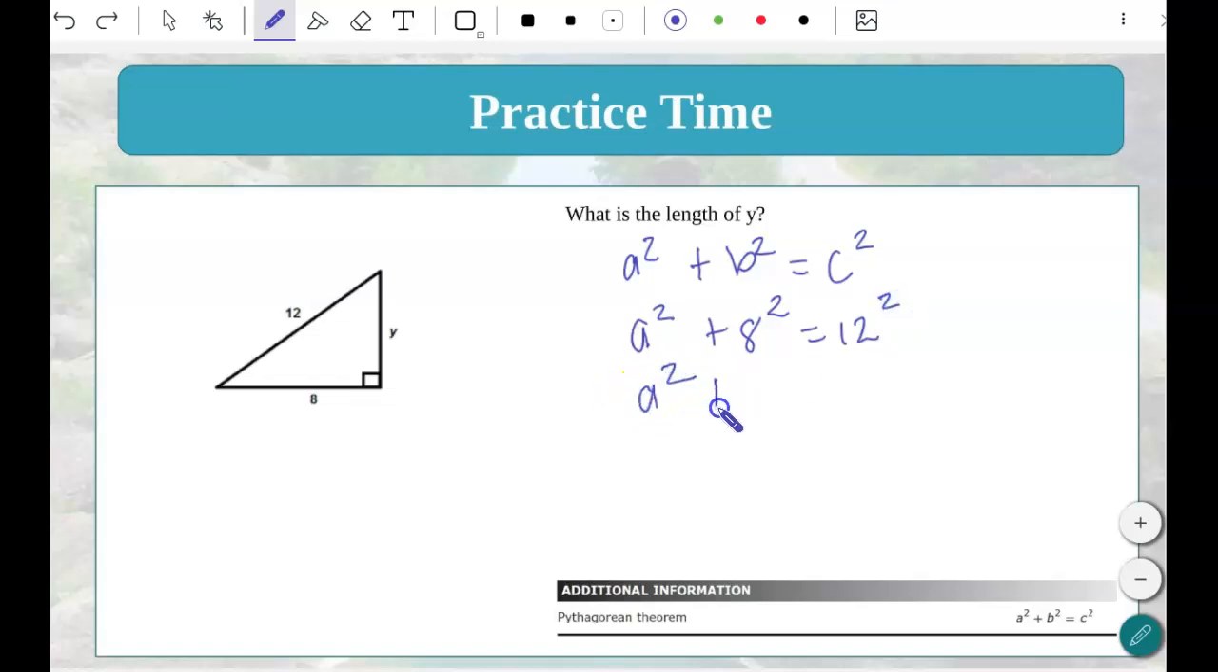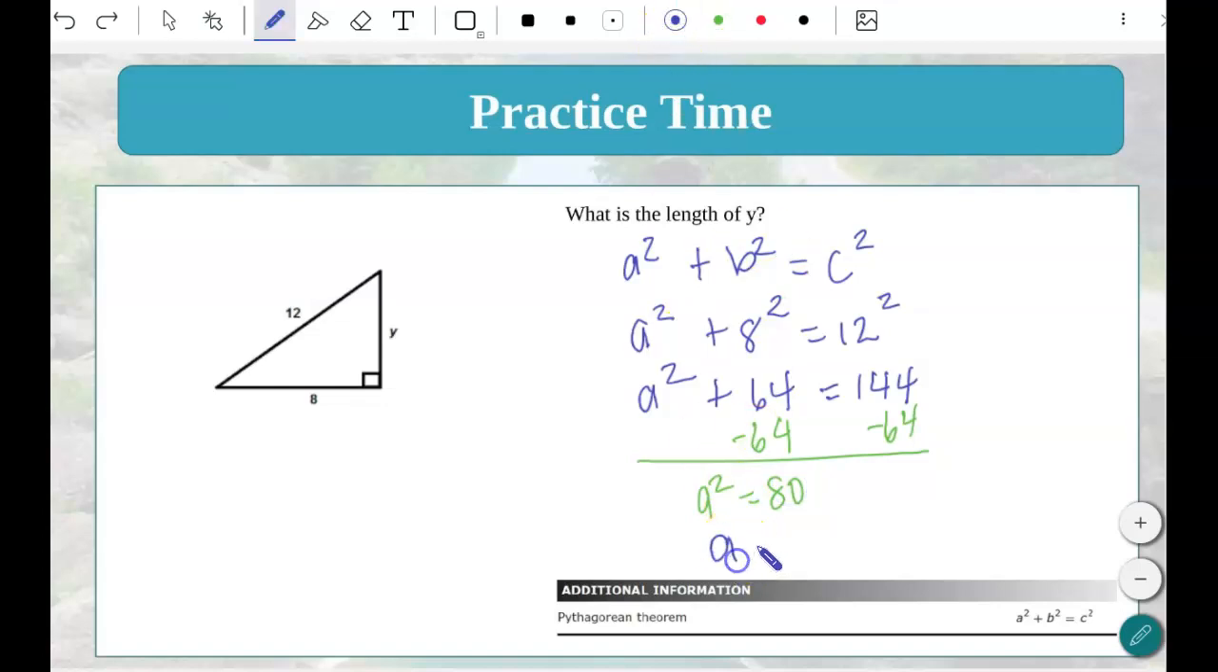All right, so then we're going to square 8. We'll get 64. We're going to square 12. You get 144. Now pause this if it's moving too fast and use your calculators. Then we need to isolate the variable. So we're going to subtract 64 from both sides. And we get A squared is equal to 144 minus 64, which is 80.